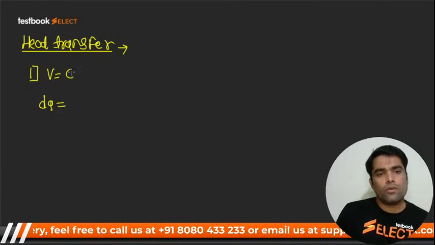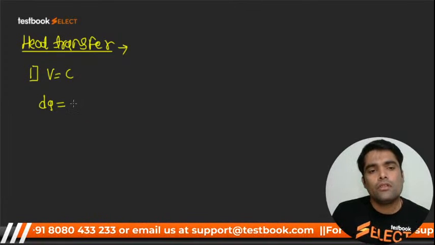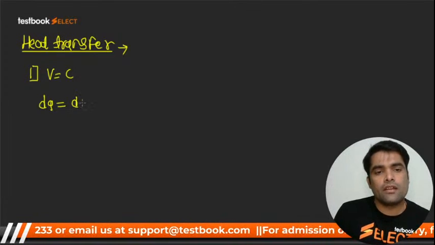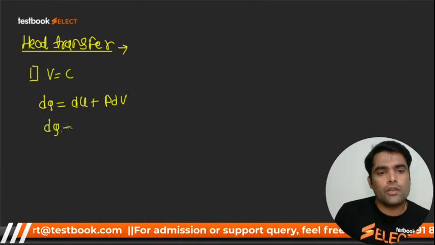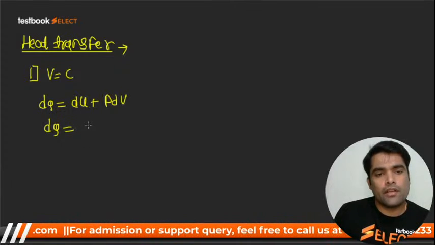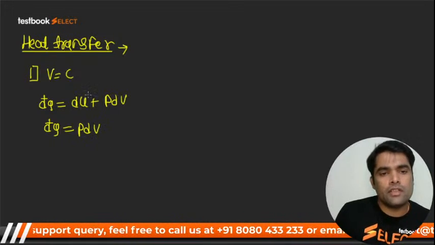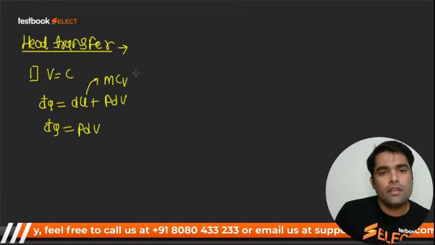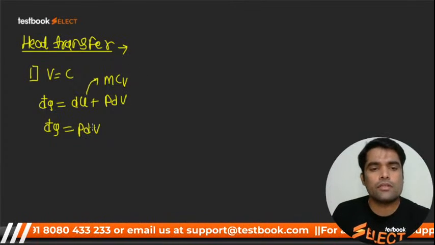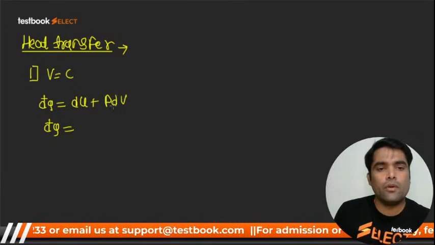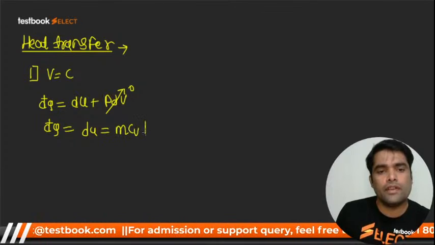That is for constant volume. You know that for constant volume, work is 0. So for a closed system we have dQ equal to dU plus PdV, and PdV is 0, because the volume is constant. So dQ is equal to dU, and that will be equal to mCv dT.